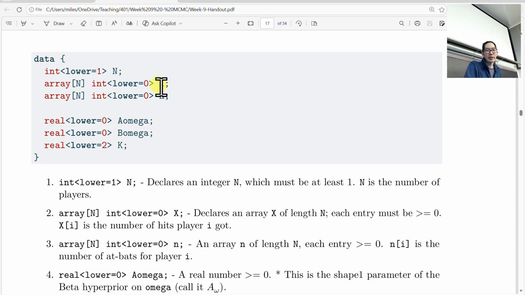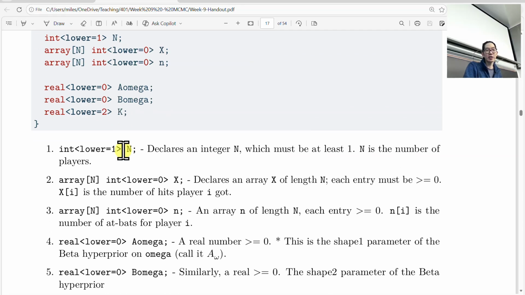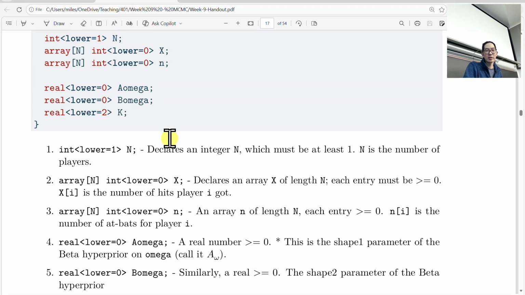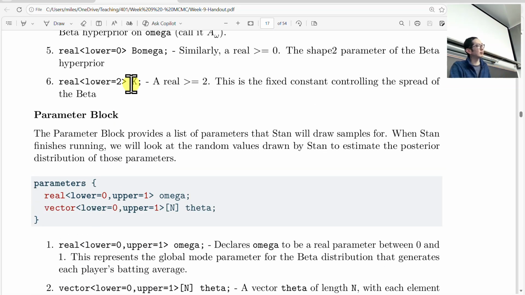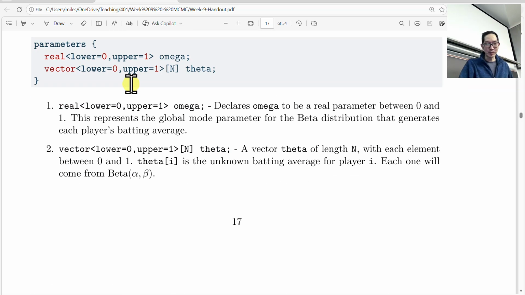As far as our values go, x is the number of hits, and then n is the number of at-bats, the lowercase n here. And because we've got 8 of these things, we're going to say array square bracket n, to say we've got 8 different values for x and 8 different values for n. And then these are some arbitrary values that we select. In our case, k is 300, and a omega and b omega are arbitrarily selected. I want to say we specify 2 and 5 or something, I don't know. I forget what I specify in here.